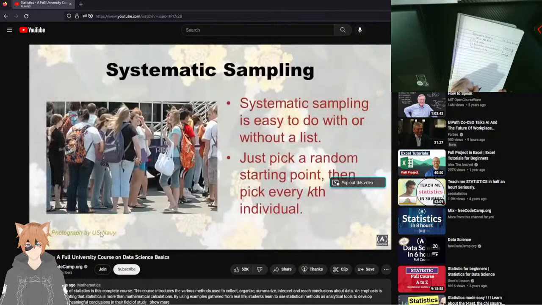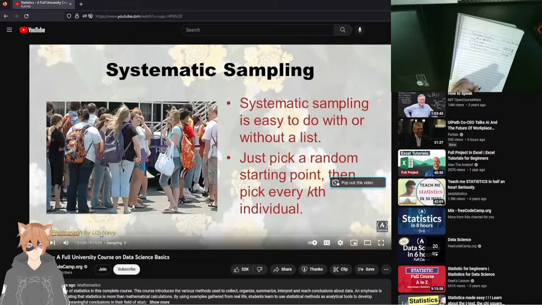So it's easy to do. Systematic sampling is easy to do with or without a list. You just pick a random starting point, and then you pick every kth individual.